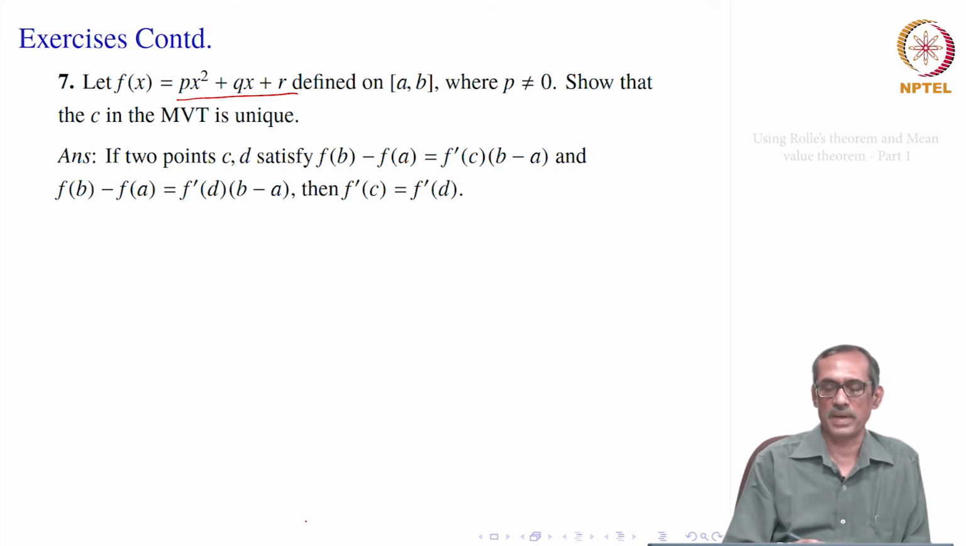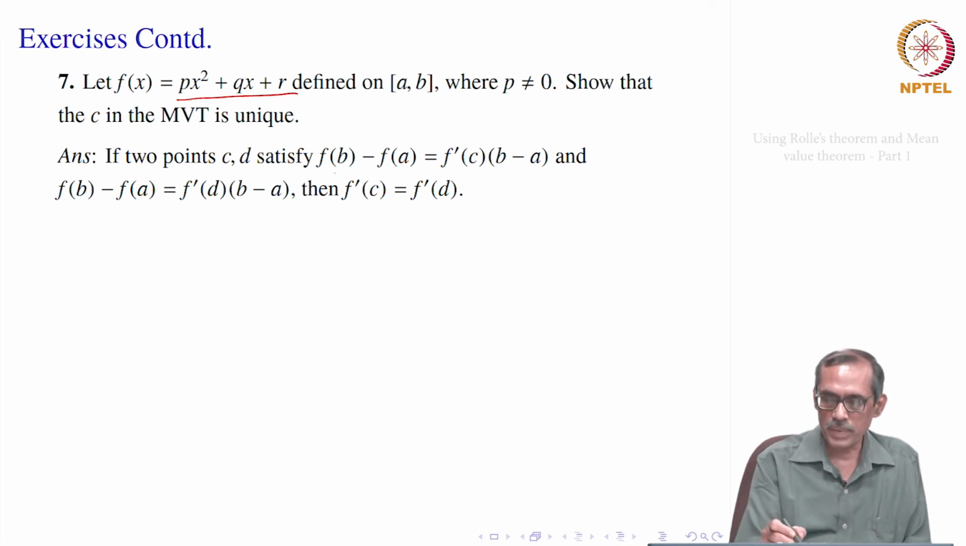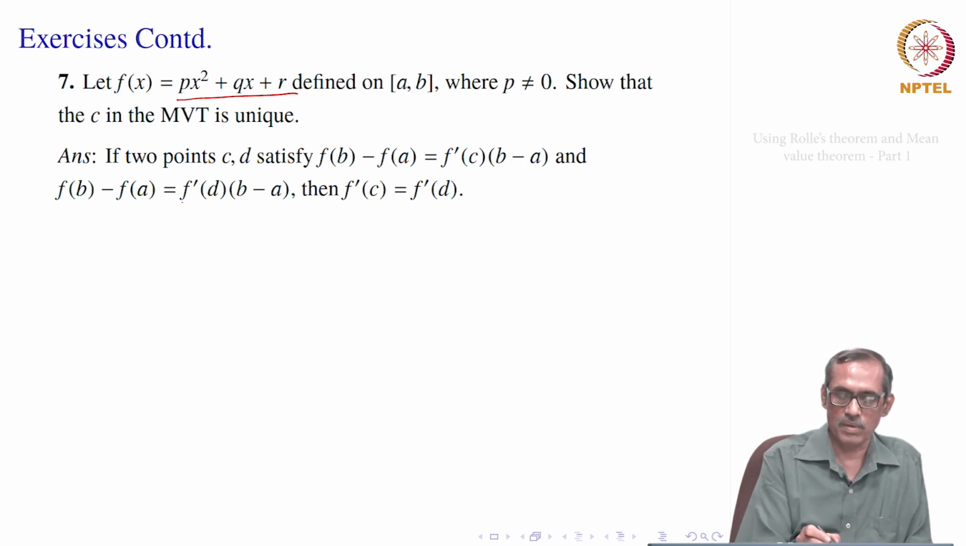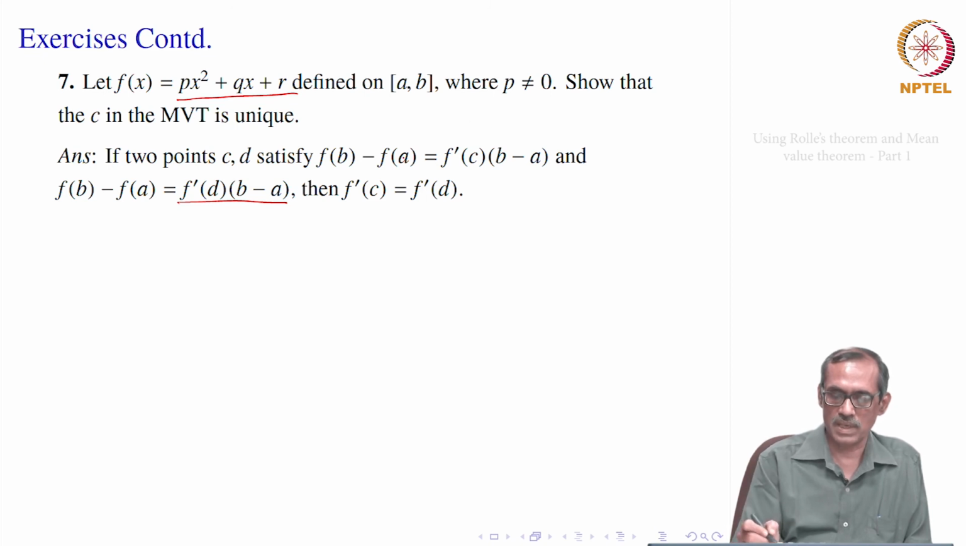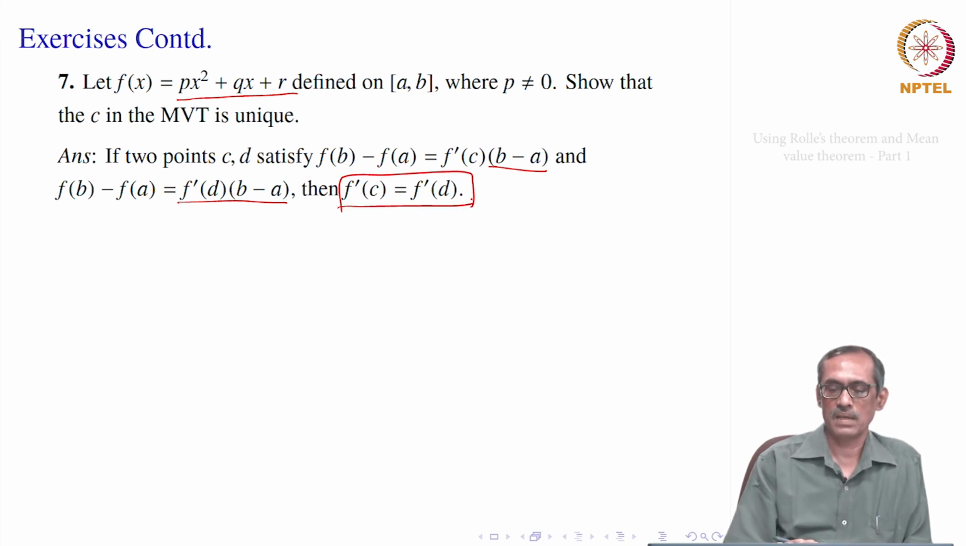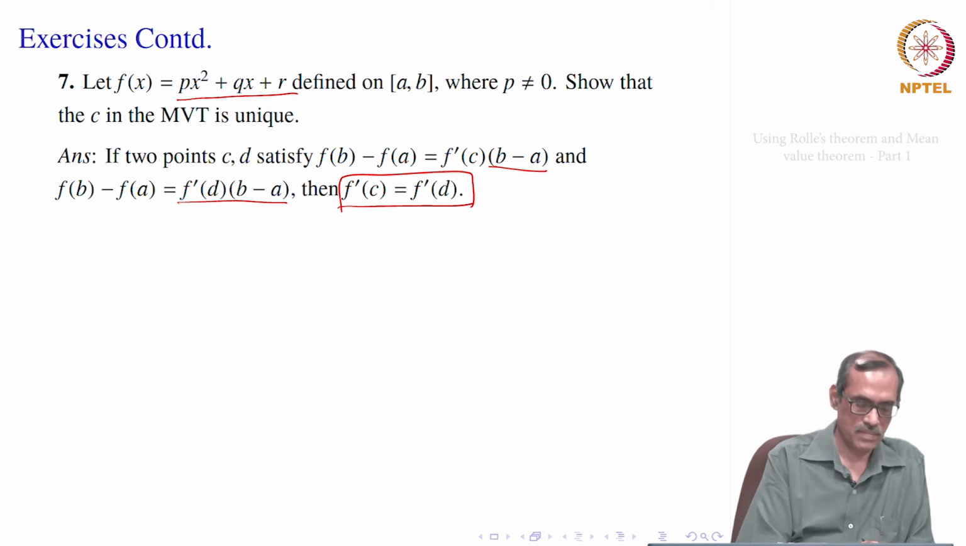So, suppose there are 2 points c and d, then f b minus f a equal to f prime c into b minus a, and f b minus f a equal to f prime d into b minus a, right, both are satisfied. So, since we are assuming that b is greater than a and f b minus f a is the same on both sides, by dividing this we say that f prime c equal to f prime d.